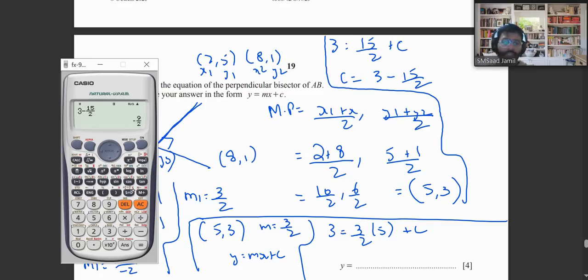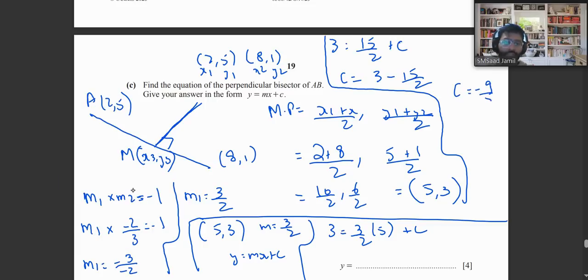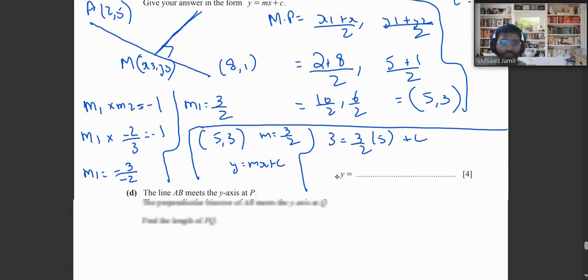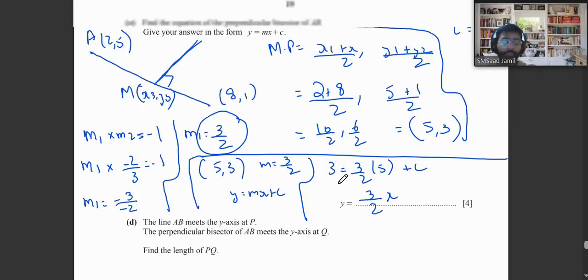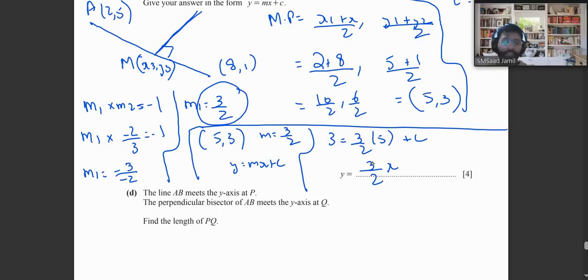So it's negative 9 upon 2. C is equal to negative 9 upon 2. So your equation would be y is equal to, write down the gradient, 3 upon 2x plus c. What's the value of c? Negative 9 upon 2. That's how you solve this question.